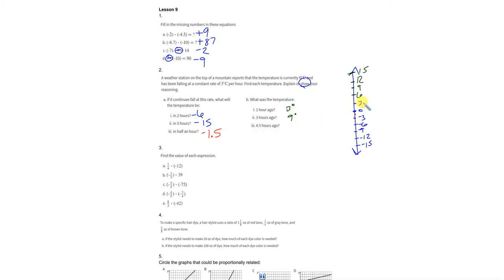And 4.5, let's see, 1, 2, 3, 4 hours. 5 hours would be here. Half would be this point, halfway between 12 and 15. Well, there's 3 difference, so it'd be another 1.5 greater than 12, which would be 13.5. There we go. Easy enough.